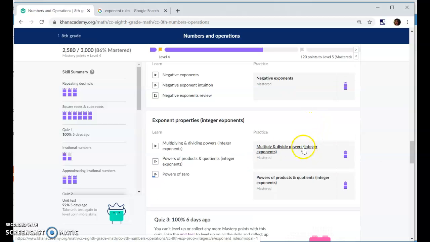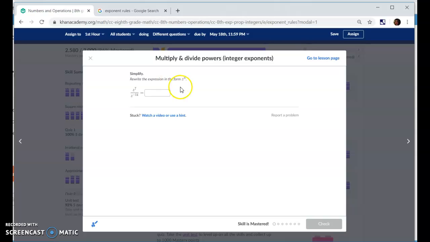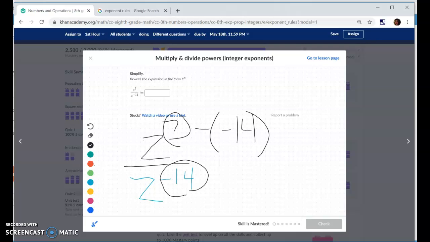Multiply and divide powers, integer exponents. Okay, rewrite the expression in the form z to the nth power. Okay, so here we have z to the 7th power over z to the negative 14th power. Okay, and what we have to do is we are going to take this and subtract it by this. So subtract it by negative 14. So 7 minus negative 14.